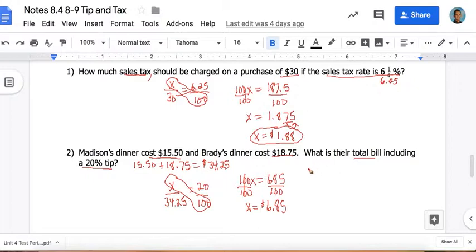Now we got to find the total, so I need to add 34.25 to $6.85. 5 plus 5 is 10, carry the 1. 1 plus 2 is 3, plus 8 is 11. Bring down your decimal and carry the 1. 4 plus 6 plus 1 is 11. Carry the 1. And 1 plus 3 is 4. So this is $41.85. And now I've answered the question. That is the total.